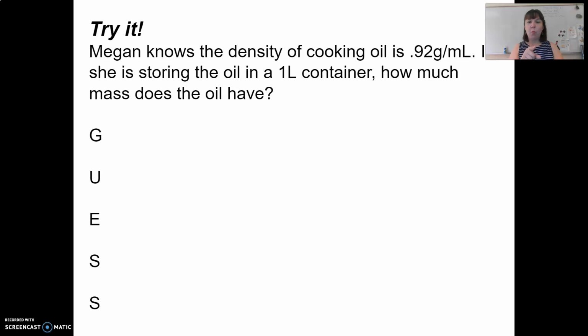I see another number over here. It's 1 liter. And she's talking about storing it in a 1 liter container. That must be the volume. And then for the unknown, what's the question? We want to know how much mass. Look for the question mark and go backwards. How much mass does the oil have? So density, volume, mass. I think I remember an equation that uses those from chemistry. Remember, density is mass divided by volume. So you can set up, put in the 0.92 for your D, put in the 1 for your V, and rearrange that and put that in the calculator and solve for your M, your mass, okay?